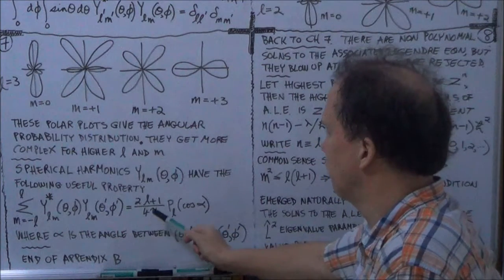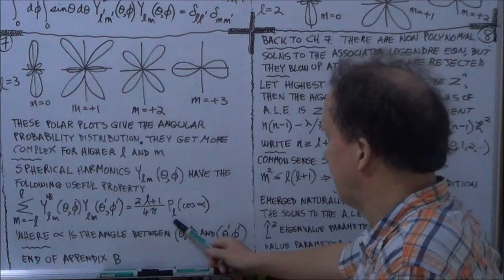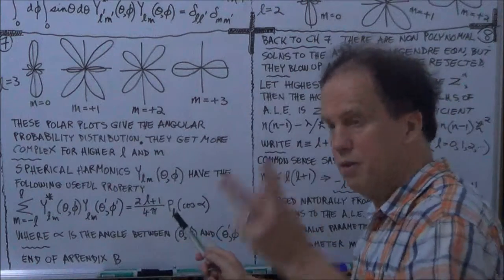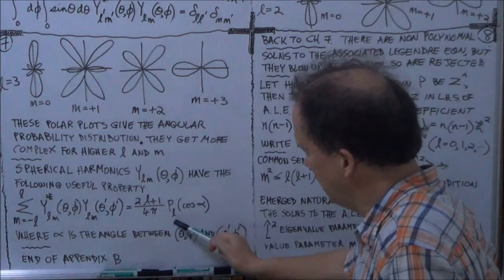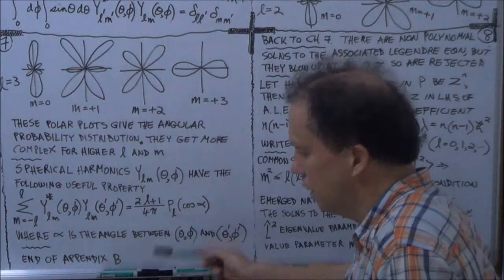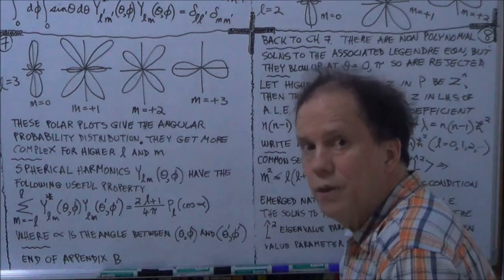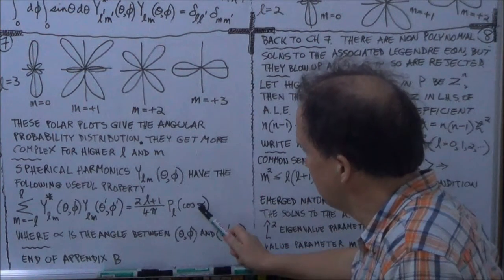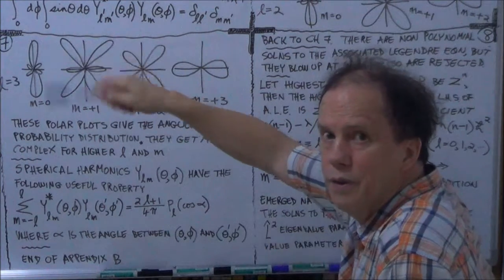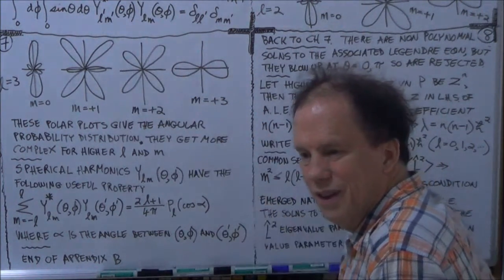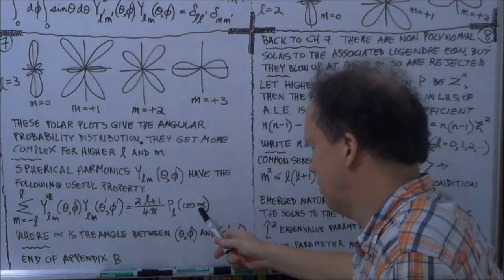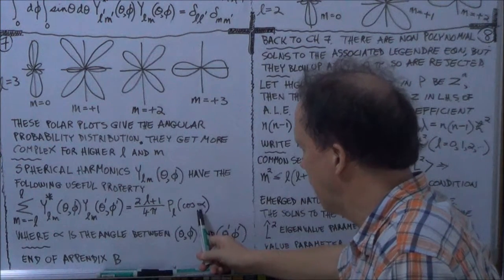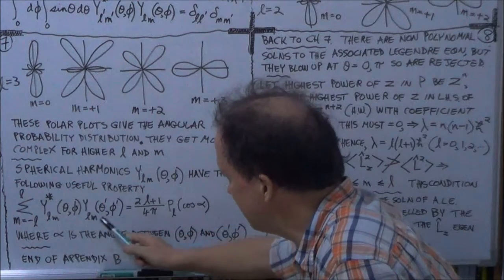So 2L plus 1 over 4 pi times P_L of cos alpha. Now I need to explain two things here. This is not P_M^L, this is P_L. This is the Legendre polynomial. It is not the associated Legendre polynomial. It's just P_L, just one parameter here. And what's alpha here? It's got nothing to do with the alpha that we did before in the polynomial. Perhaps it might have been better to use a different symbol here. But anyway, alpha here is the angle between these two angles.